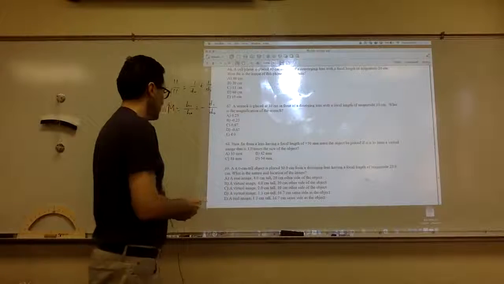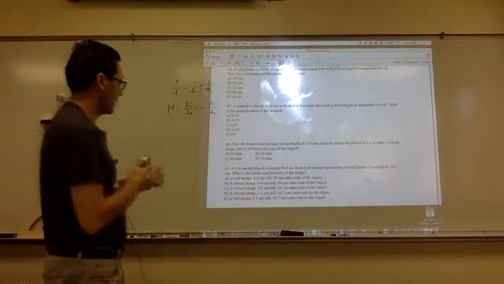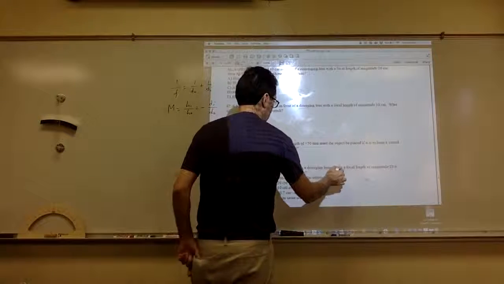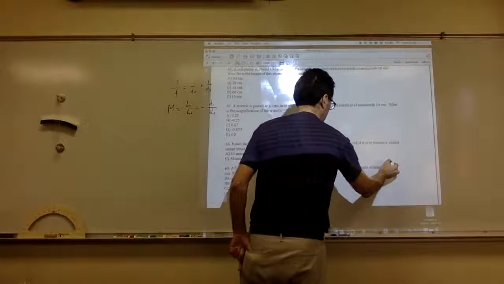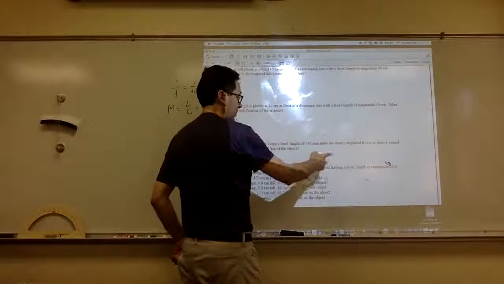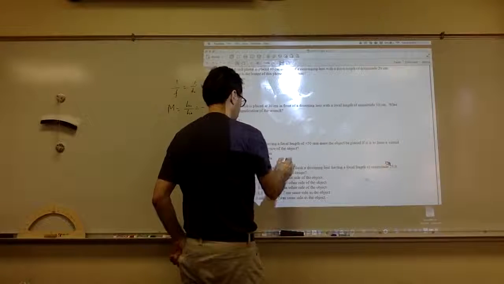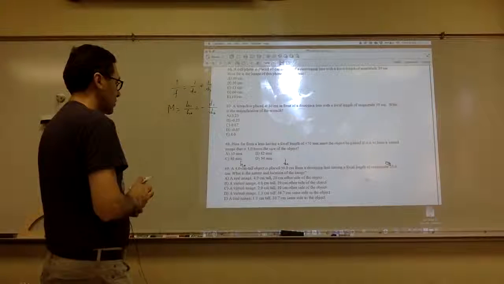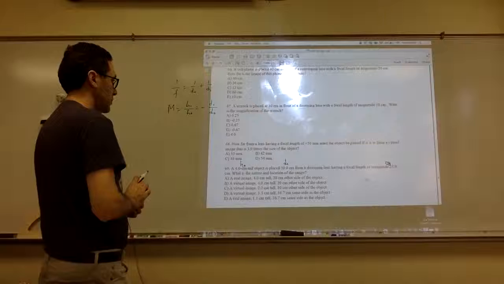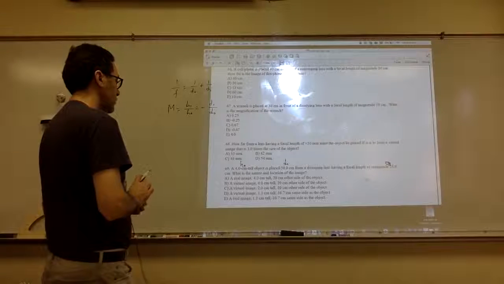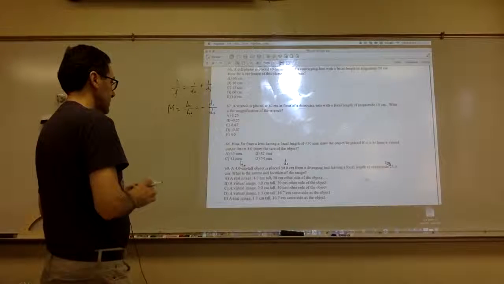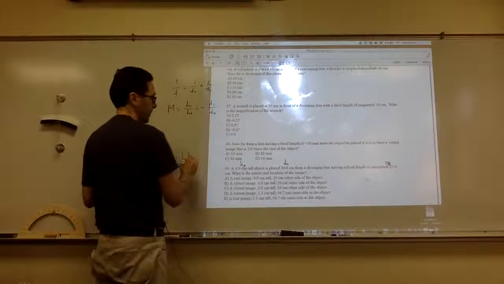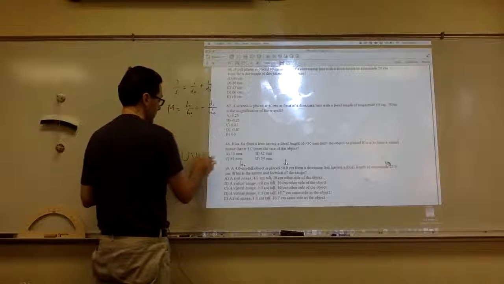A 4 centimeter tall object is placed, so this is HO, 50 centimeters from a diverging lens. So the focal length is negative, and they give you the magnitude of it. So this is your distance for the object. What is the nature and location of this image? Since it's a diverging lens, it will give us an upright, virtual, and smaller image.